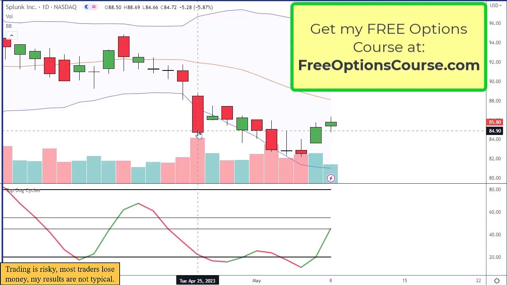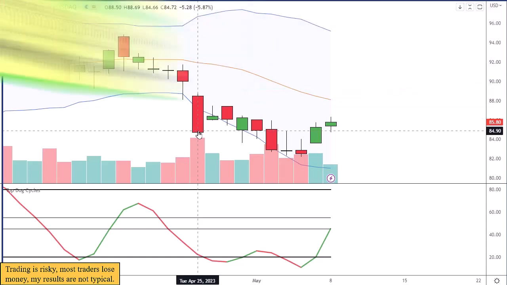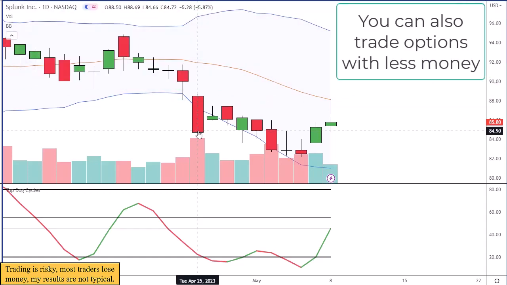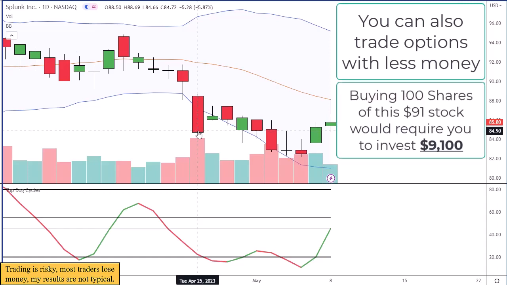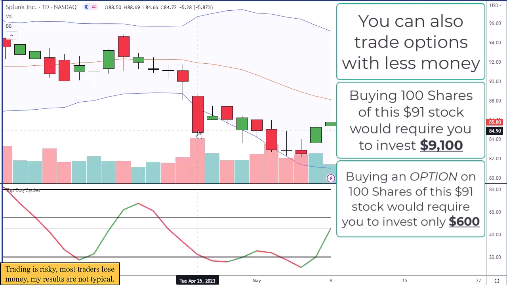But if you were to buy the stock for $91, let's say you bought 100 shares, you'd have to invest $9,100. So that's a lot of money. You might not even have that much money to trade with. But the beauty with the options is I only had to put in $600 at risk. And that's the most I could lose. I could lose all of it, but it's the most I could lose. And I can't remember the last time I've lost an entire option position. So that's very, very, very rare. In fact, I can't even remember any time it ever happened to me. But that is a potential risk.